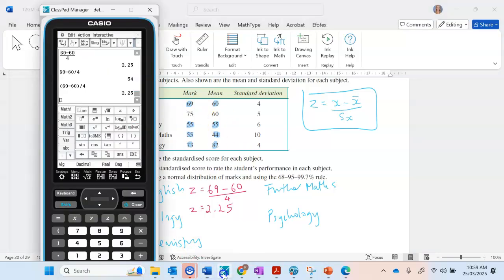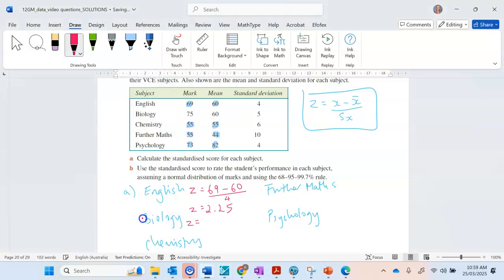So let's just quickly do that in our calculator. I'm just going to use this fraction button. So for biology, we got 75 minus 60 over 5. So we get a Z score of 3.